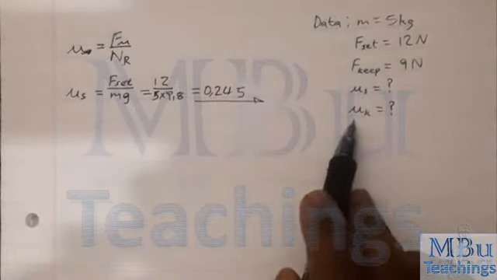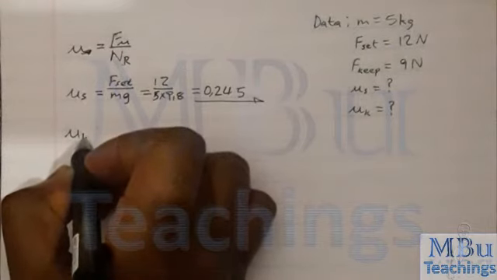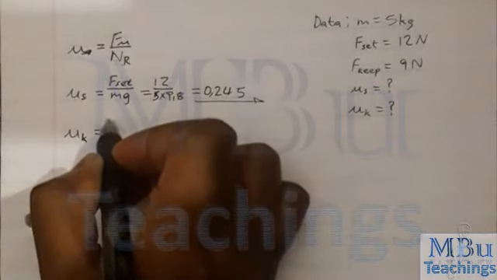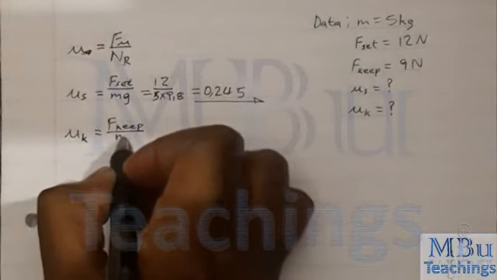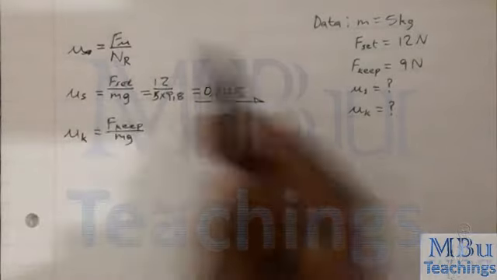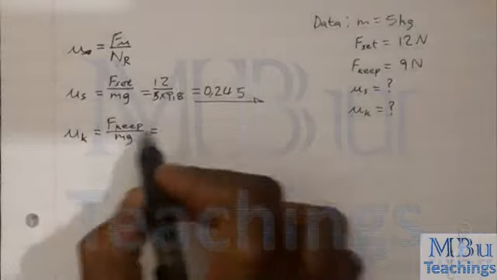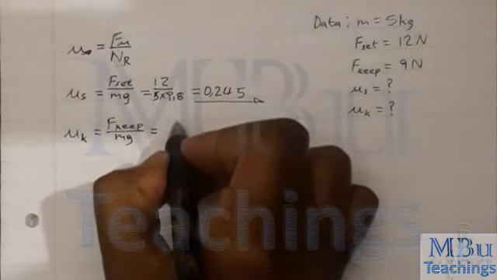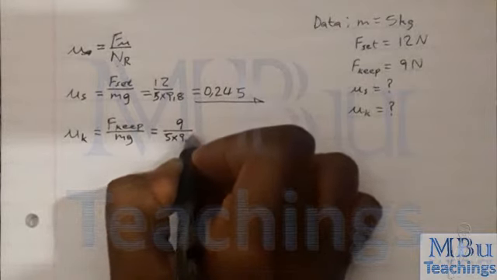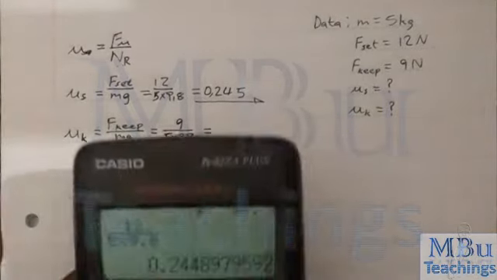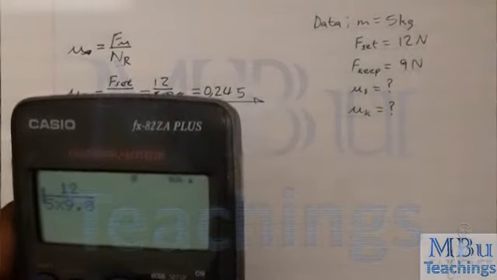Then we move to the second one where we need mu_k. So mu for kinetic friction will equal F_keep divided by mg, or N_R. Our F_keep is 9, so we have 9 Newton divided by 5 times 9.8.